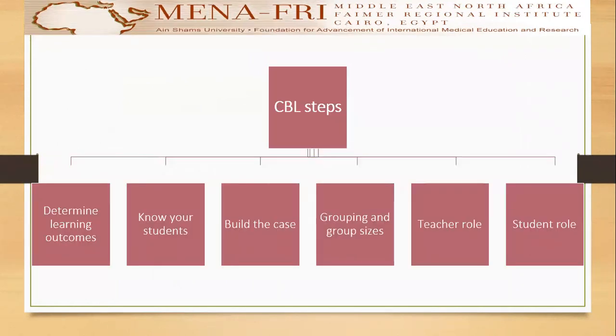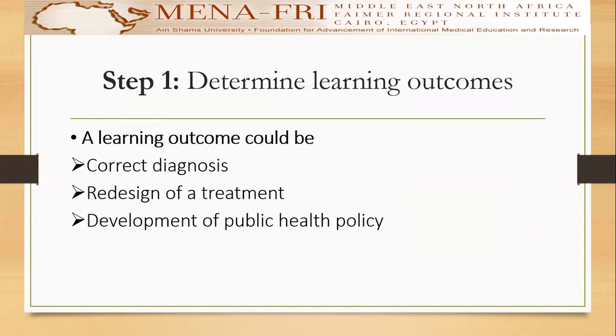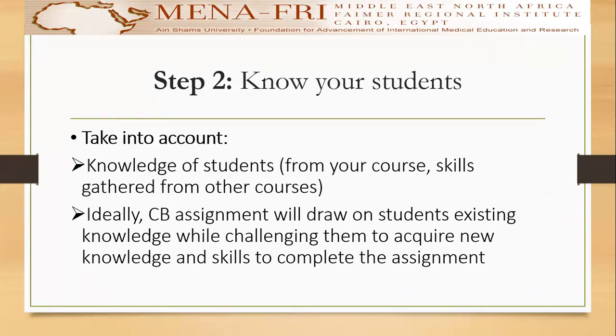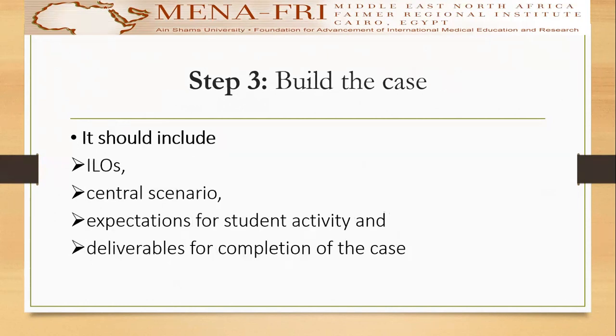The CBL steps. Step 1 is to determine learning outcomes, which could be correct diagnosis, redesign of a treatment, or development of a public health policy. Step 2 is to know your student. You should take into account the knowledge of your student from your course or skills gathered from other courses. The CBL assignment could draw on students' existing knowledge while challenging them to acquire new knowledge.